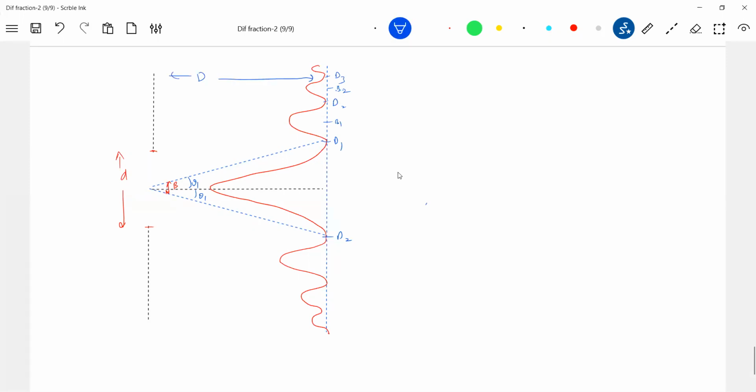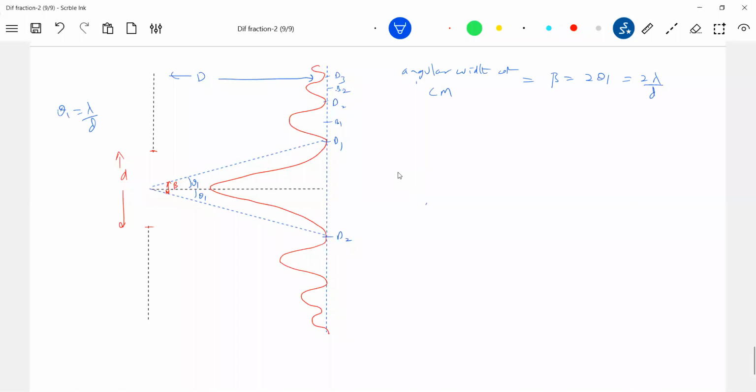Let's get into that one. So what is beta? The angular width of the central maxima. Shall I write only CM? This should be equal to 2 theta 1, and we know theta 1 is what? Lambda by D, which I already derived. So this will become 2 lambda by D. This is the angular width of the central maxima.